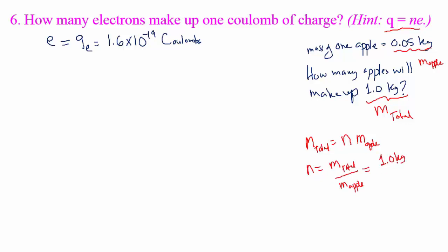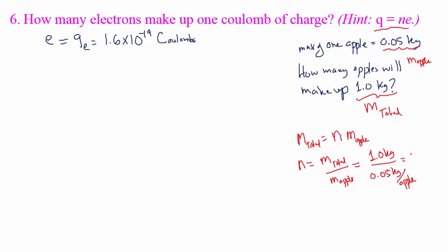In the numerator we have the total mass, divided by the individual mass, 0.05 kilogram. And this is 0.05 kilogram per apple. And when you divide 1 by 0.05, this will give you 20. Kilogram here will cancel out with kilogram, and the answer will be apple, 20 apples.